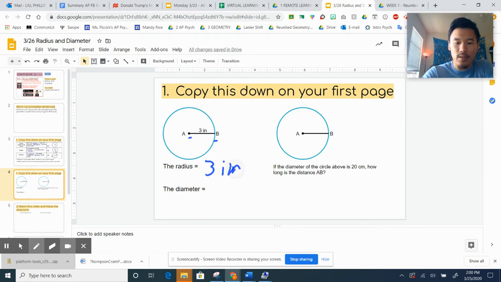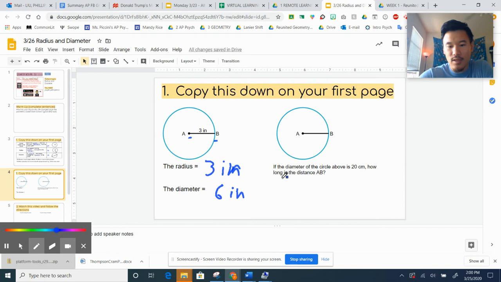Oh, that's a bad N. All right. The diameter is going to be equal to twice that. So what's 2 times 3? 6. So 6 inches. All right. Easy stuff, easy stuff.